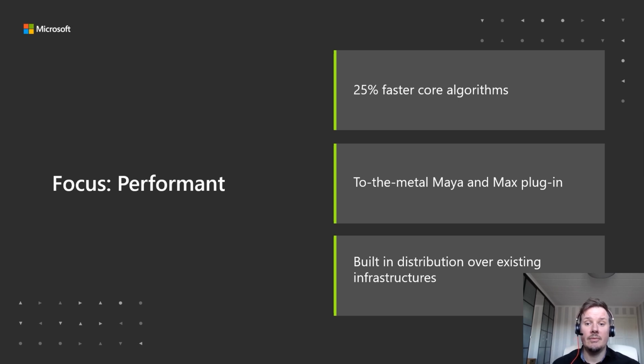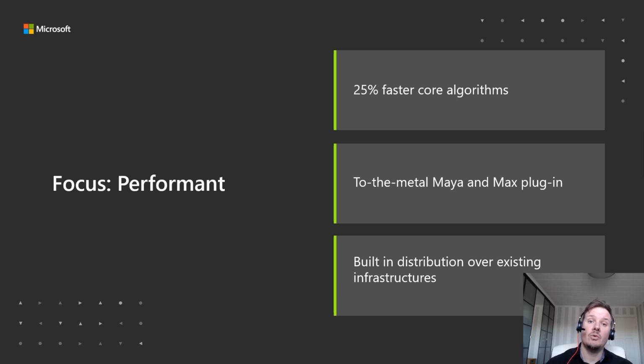When it comes to performance, we've done some heavy lifting and just plain optimizations on our core algorithms, where you'll see up to 25% faster processing times in the core. When it comes to Max and Maya, we rewrote the plugins completely, which means that the integrations go straight to the core API. For some assets, you see even up to 10 times faster processing times.